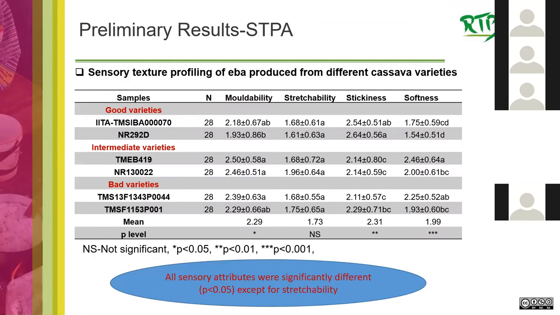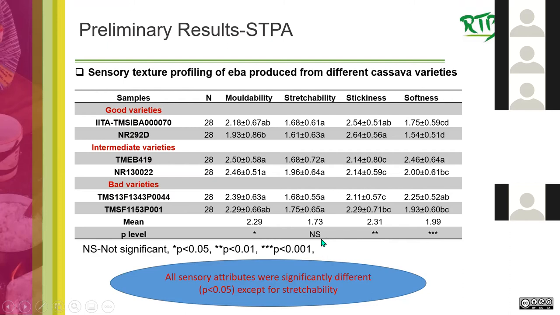So this is the result of the sensory texture profiling of EBA from different cassava varieties. We have two good varieties, two intermediate, and two bad. The total mean level of the sensory attributes that we observed is for moldability, stretchability, thickness, and softness. We can see 2.29 on the 0 to 10 hedonic scale, then 1.73, 2.31, 1.99. It's important to know that there's a significant difference in these genotypes in moldability and thickness as well as softness, but no significant difference in stretchability.